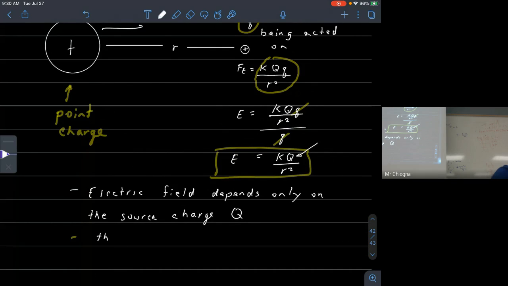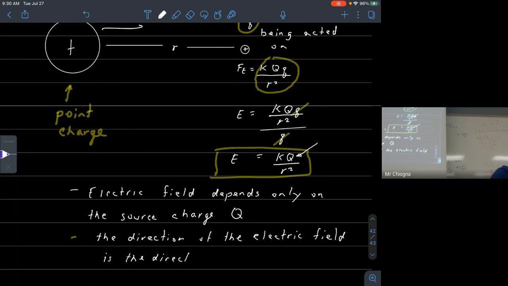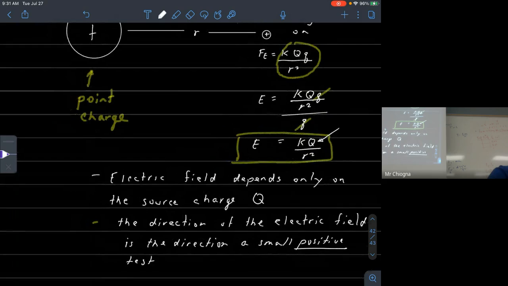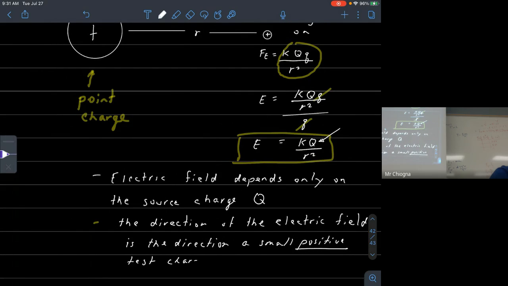the direction, I'm just going to remind you, of the electric field, always a positive charge. The direction of electric field is the direction a small, and the key word is positive, test charge moves in. Test because we're just testing the direction.